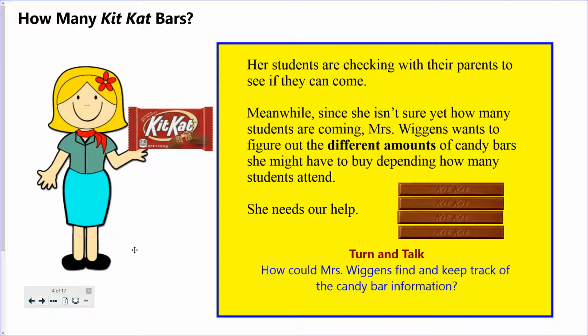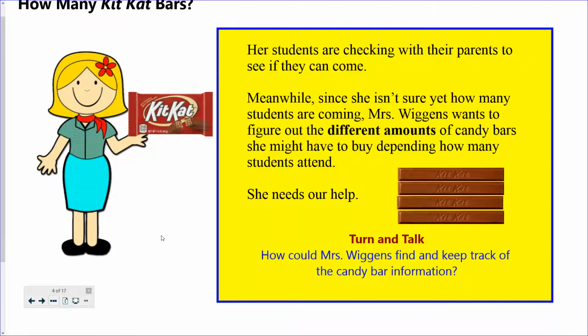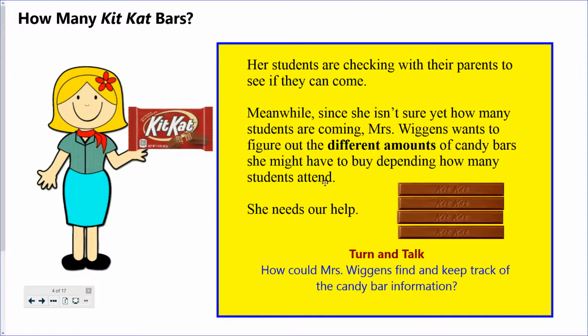Her students are checking with their parents to see if they can come. Meanwhile, since she isn't sure how many students are coming, Miss Wiggins wants to figure out the different amounts of candy bars she might have to buy when the students do come out. So this might be a good thing to be making, like some kind of chart. She needs your help. So we're going to figure out how could she do this with Kit Kat bars and 3/4.